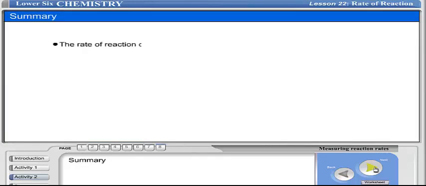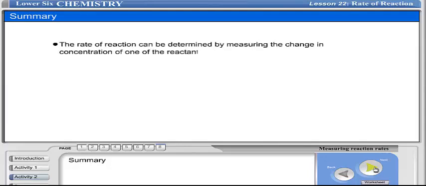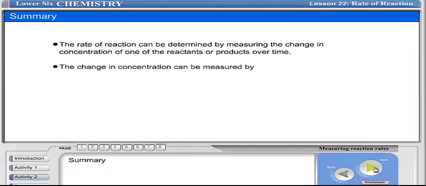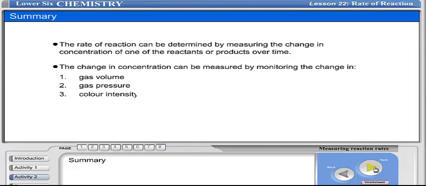The rate of reaction can be determined by measuring the change in concentration of one of the reactants or products over time. The change in concentration can be measured by monitoring the change in 1. Gas volume, 2. Gas pressure, and 3. Color intensity.